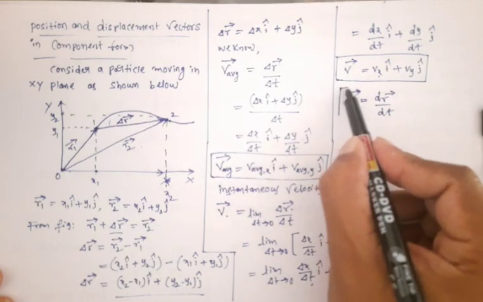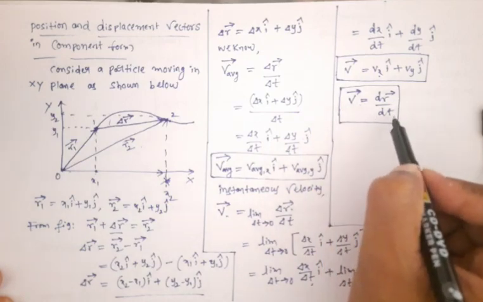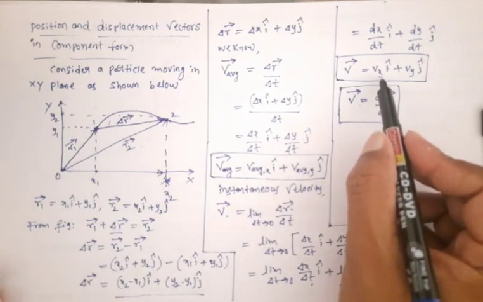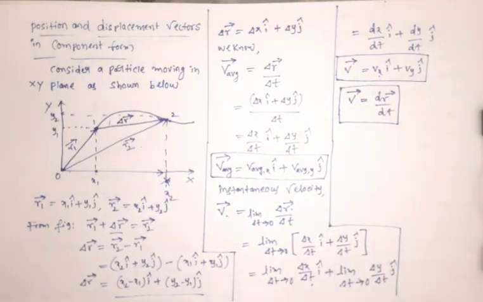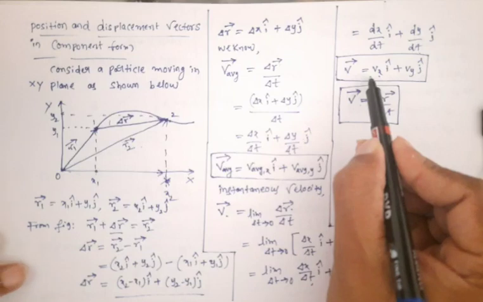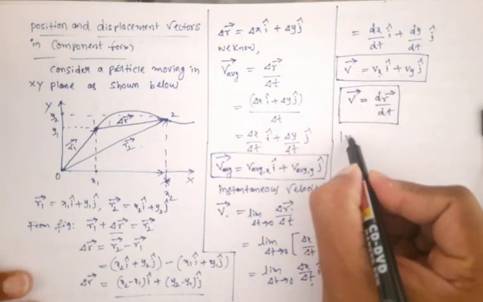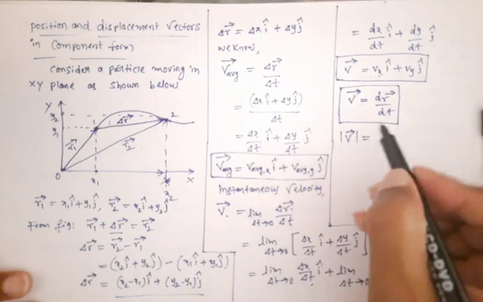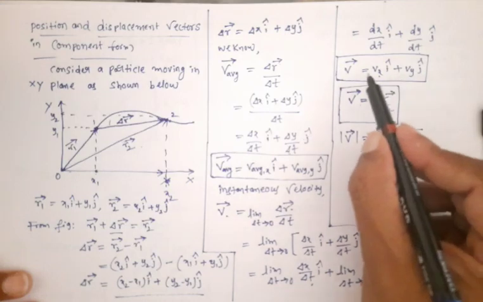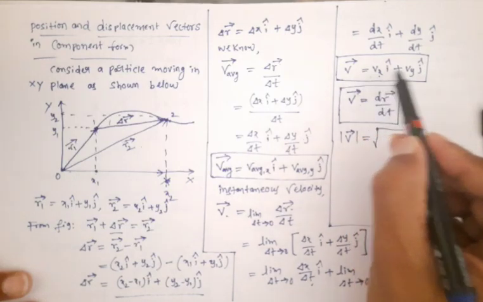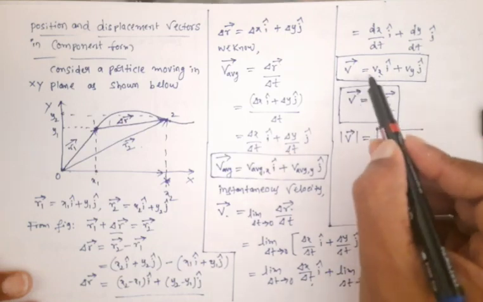So in terms of r, if you want to write instantaneous velocity, it is equal to dr by dt. This is in terms of components of instantaneous velocity vectors vx and vy. From this equation we can also find the magnitude of instantaneous velocity. How? If c bar equals a bar plus b bar, how do we write the magnitude? Square root of a square plus b square plus 2ab cos theta. But it is in terms of x and y components.